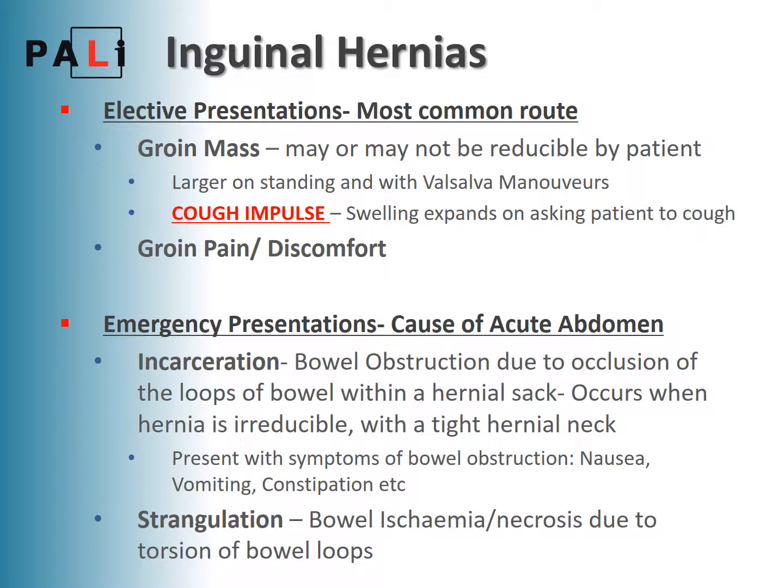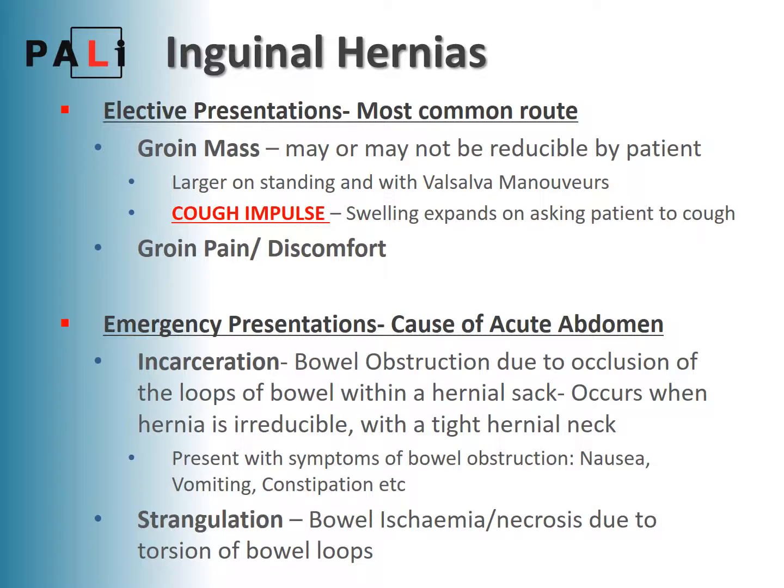Inguinal hernias can also present as an emergency, and this is a common cause of the acute abdomen. Incarceration occurs where a bowel obstruction forms due to occlusion of the loops of bowel within a tight hernial sac. This occurs when the hernia is irreducible with a tight hernial neck. And this will typically present with the symptoms of bowel obstruction, including nausea, vomiting, and constipation.